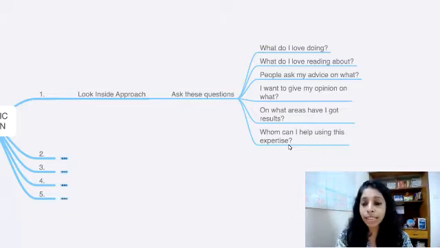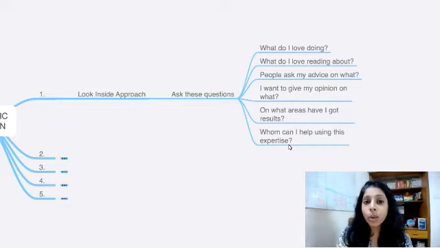Then ask yourself, whom can I help using this expertise? So far, all the questions were based on you. What are the things you like? What are the things you are good at? What are the things you're passionate about? It's all focused inside. This last question will help you take this internal thing and help others.